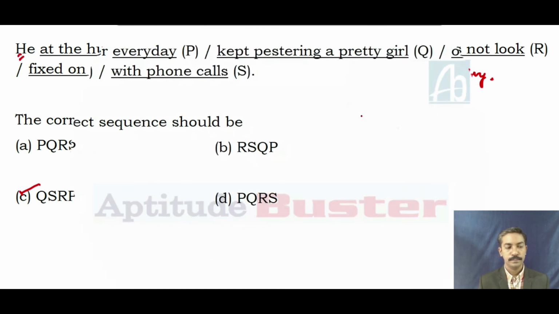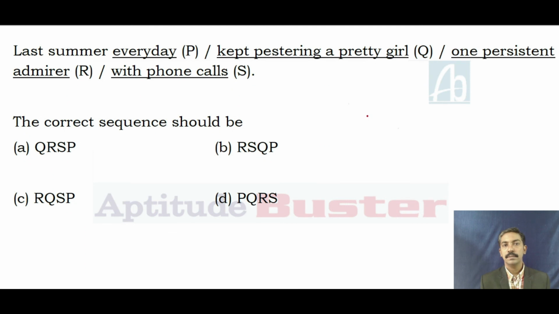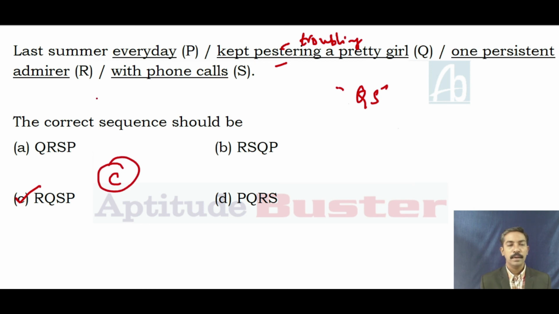Next question. Well, for this question, let's try to identify a clue from the segments, and as we try, we can understand QS should make sense, because the word pester means to trouble; pestering means troubling. Kept pestering a pretty girl with phone calls makes sense. Straight away go to the options to find how many QS combinations are there. There's just only one. The right choice is option C.